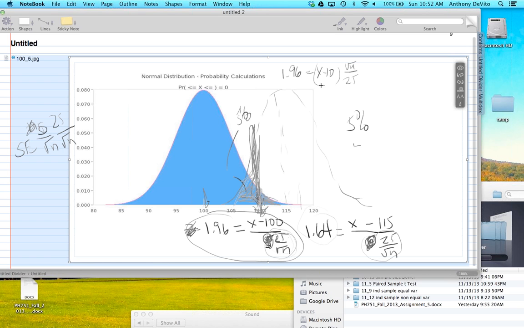What's a better way to do this? Oh, actually, what might have been a better thing to do is just cross multiply. Let's cross multiply. I'm going to say 1.96 times 25 over the square root of n equals x minus 100. Bring that 100 over the other side. It's plus 100. And that's what x is equal to.